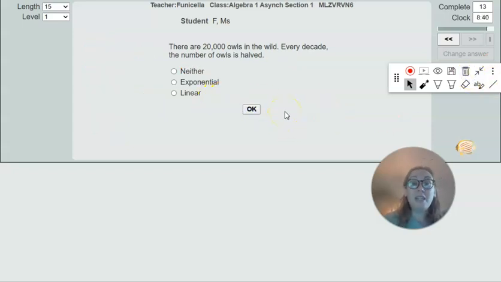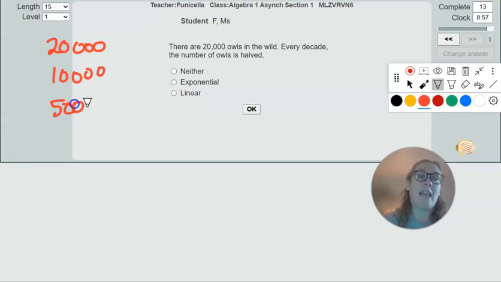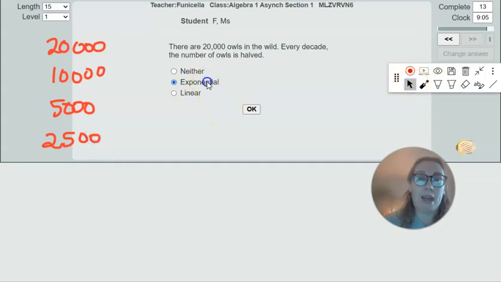There are 20,000 owls in the world. Every decade, the number of owls is halved. So again, this is going to be decay, and it's being halved. So if we start with 20,000, the next decade we have 10,000. The next decade we have 5,000. Then 2,500, and so forth. Halving it or multiplying by 1/2 is exponential, and it's exponential decay.